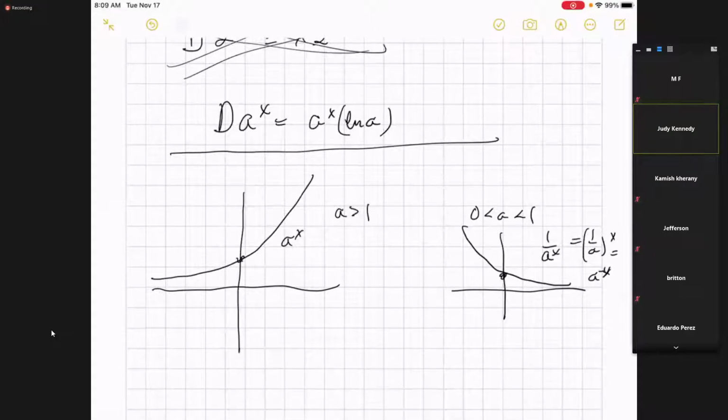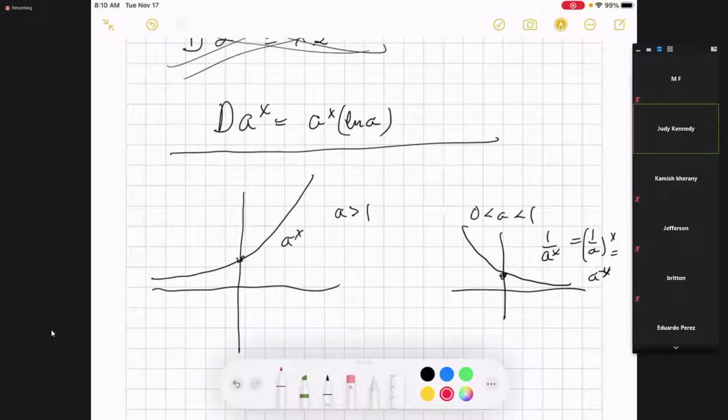And you can think of this whole family. The bigger a is, the steeper it is over there, and the faster it goes to 0 over here. You get this whole family of curves. What if you take the a's getting closer and closer to 1? Well, 1 to the x is actually an exponential function too. It's not very interesting because it's constant.